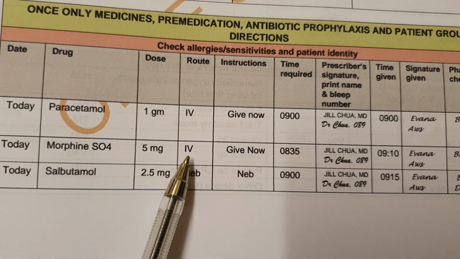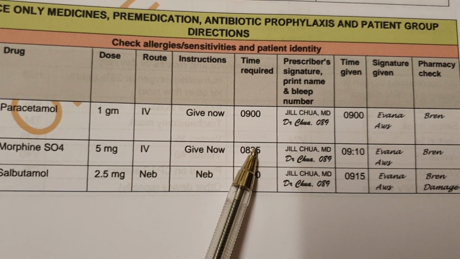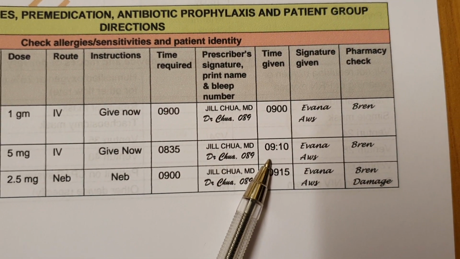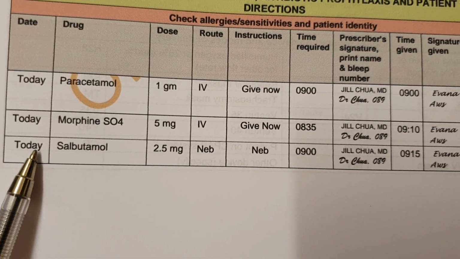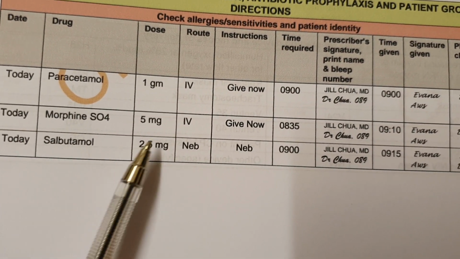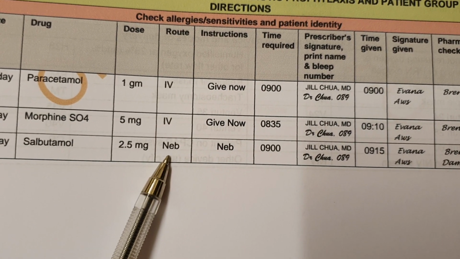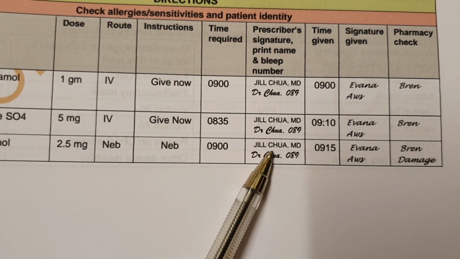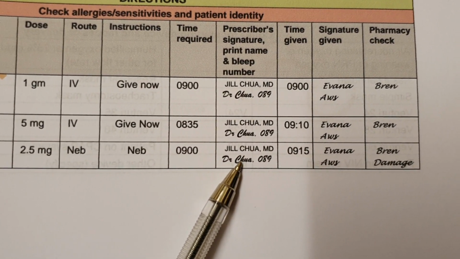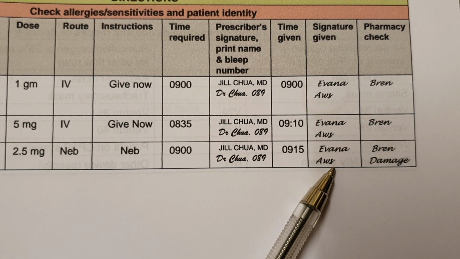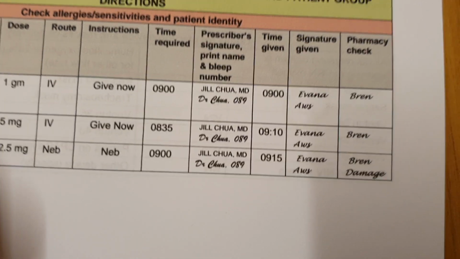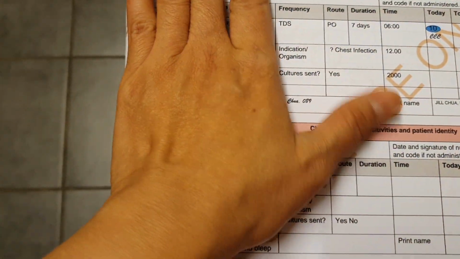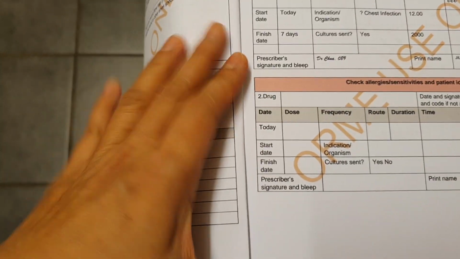Morphine sulfate today, 5 milligrams intravenously, to give now at 8:35 with prescriber signature bleep number present, given by my colleague at 9:10. And at 9:15 today, salbutamol 2.5 milligrams nebulization through nebulizer, prescribed at 9 o'clock, prescriber signature bleep number present. As I have said, it was given at 9:15 by my colleague. That quickly, do not stay too long. That is the once and only stat doses. Now we go to the next page.